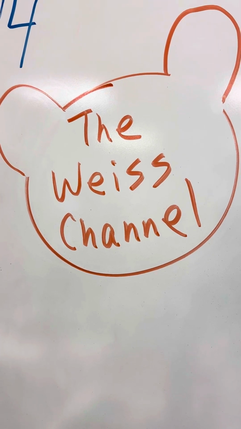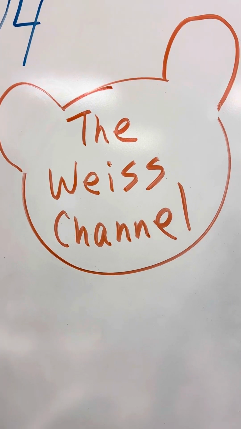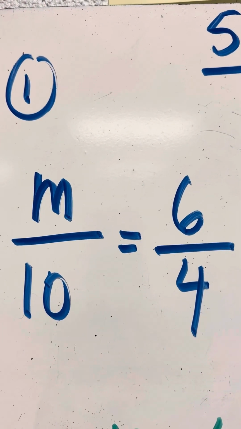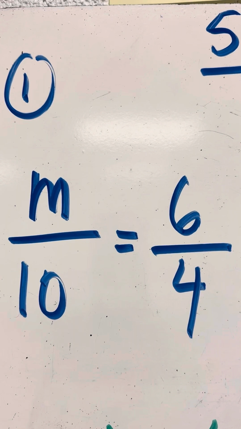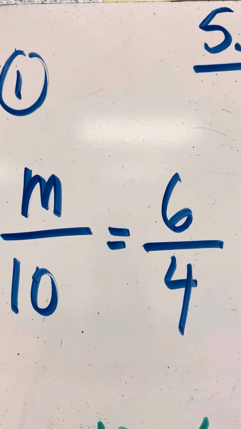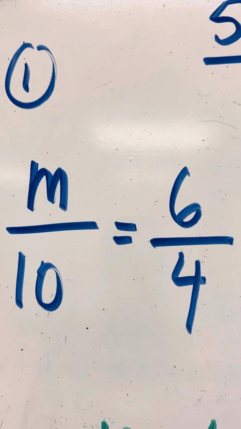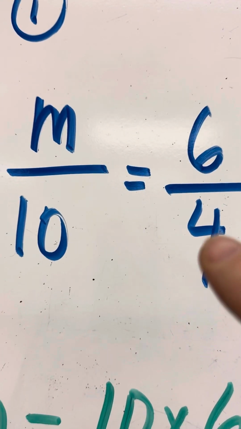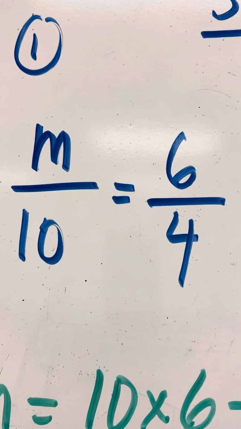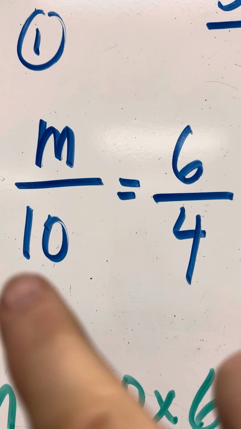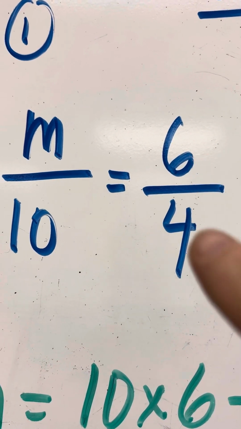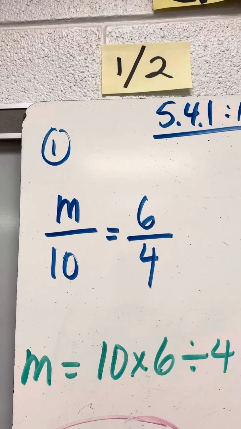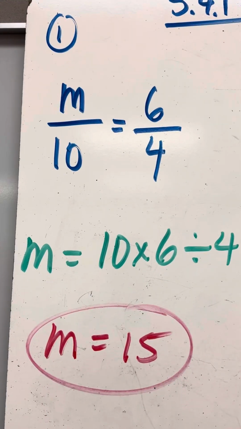Today I'm going to show you rational equations. For example, m over 10 equals 6 over 4. If we cross multiply, that means 4 times m equals 10 times 6. So what we can do is 10 times 6 divided by 4. That's exactly what we're going to do here. 10 times 6 is 60, divided by 4 is 15.